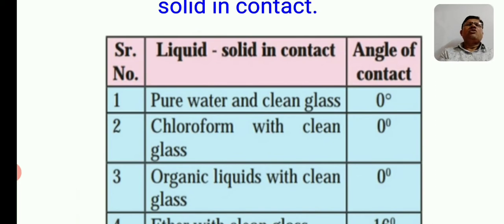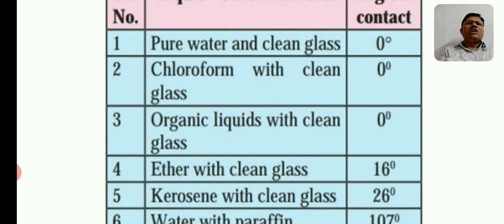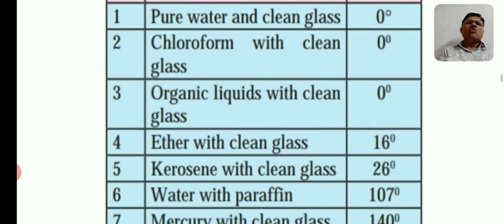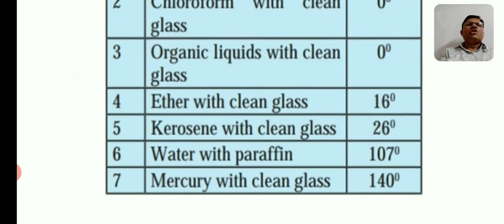Second one, chloroform with clean glass. The angle of contact is 0. Third one, organic liquids with clean glass. The angle of contact is 0. Fourth one, ether with clean glass. The angle of contact is 16 degrees. Fifth one, kerosene with clean glass. The angle of contact is 26 degrees.